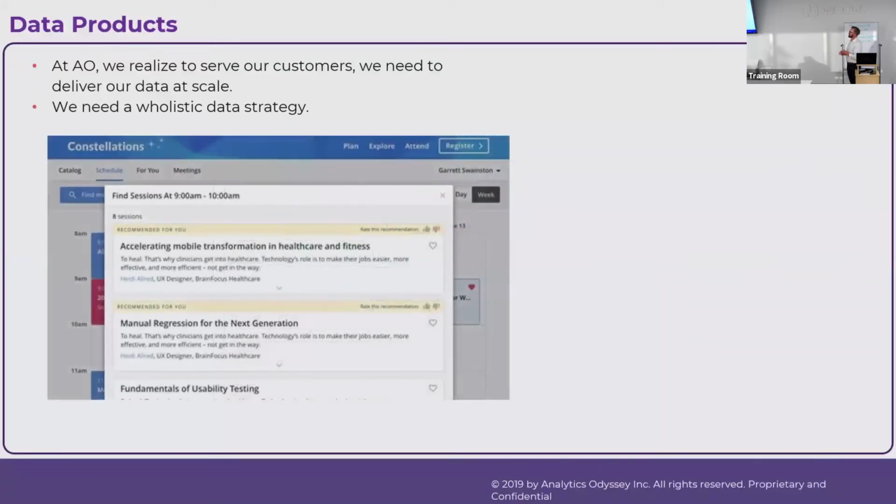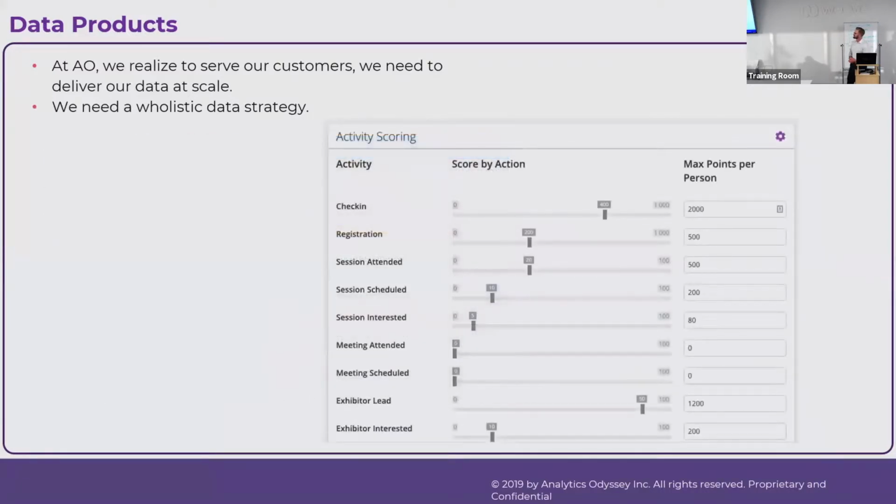We started to unlock that data value and built a recommendation engine. So what you're seeing here is that yellow banner that gives a thumbs up or a thumbs down and this thing that says this session is recommended for you. And then an engagement score.